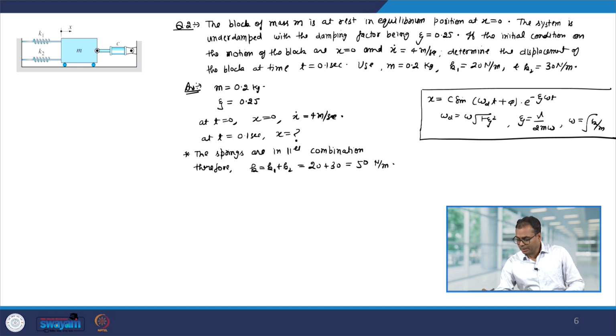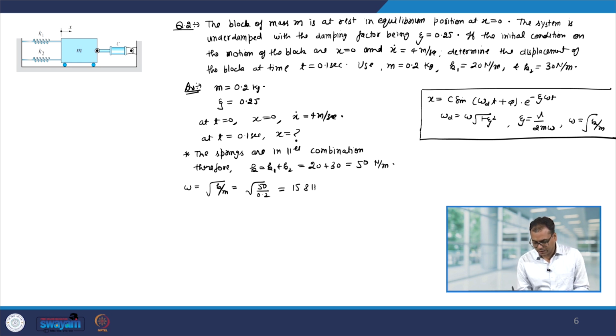Now, let us find out omega. Omega will be square root k divided by m. So, for the combined system it will be square root 50 divided by m, which is 0.2. This comes out to be 15.811 radian per second. Now, zeta is given, zeta is 0.25, which is gamma over 2 m omega. So, therefore, it is obvious that the system will be underdamped.